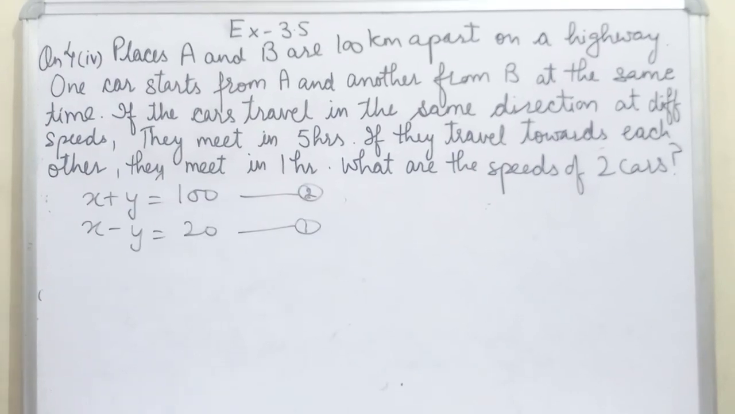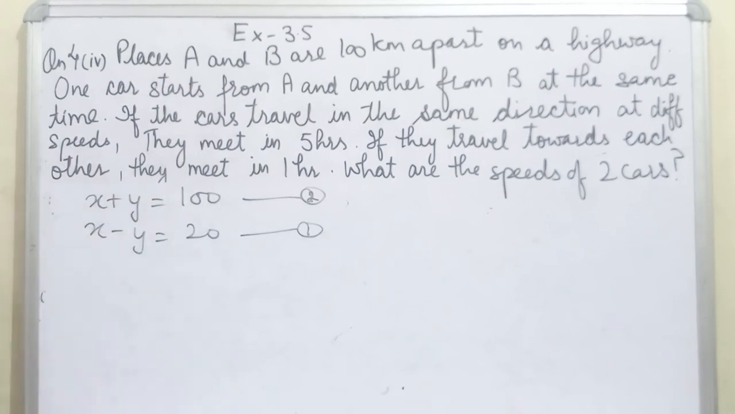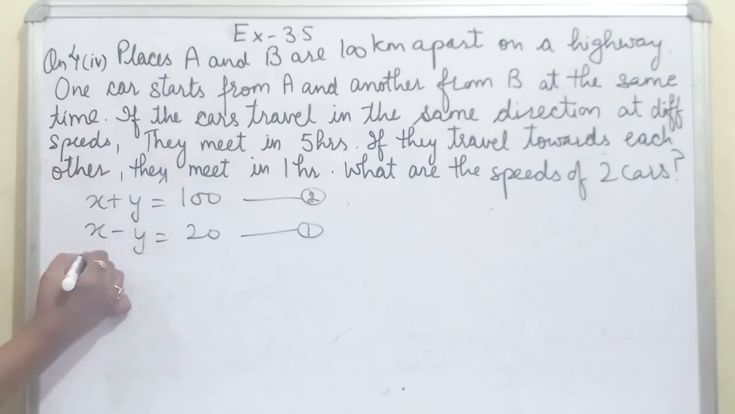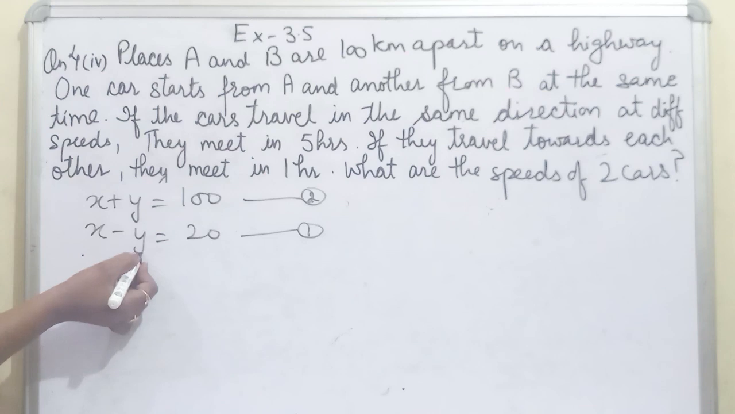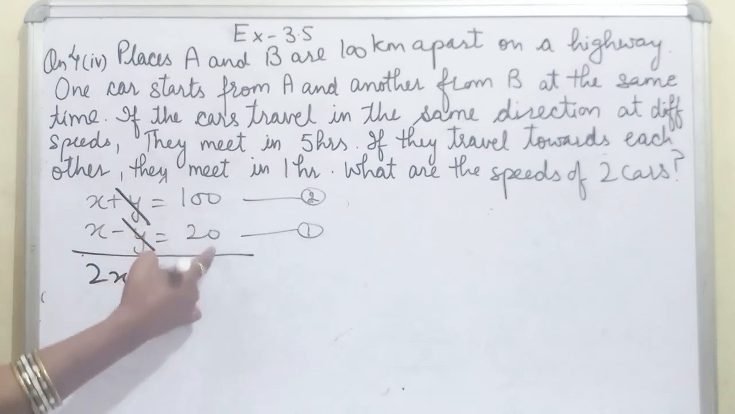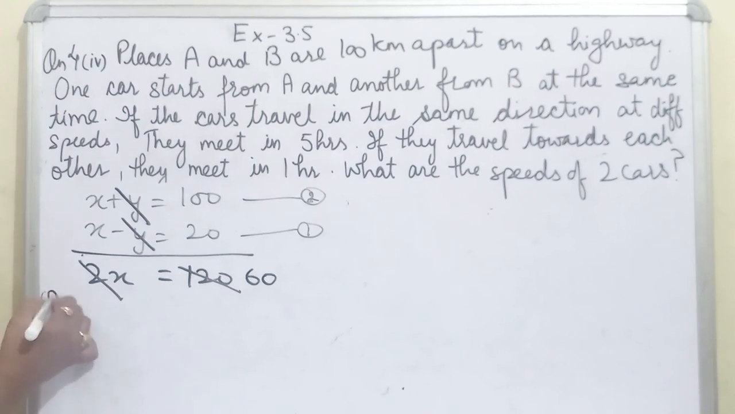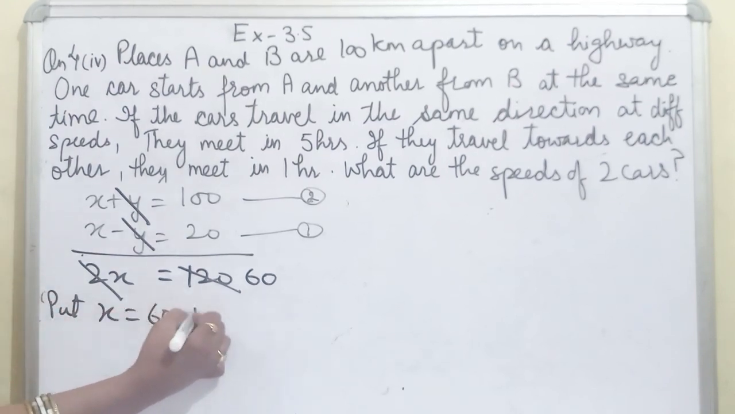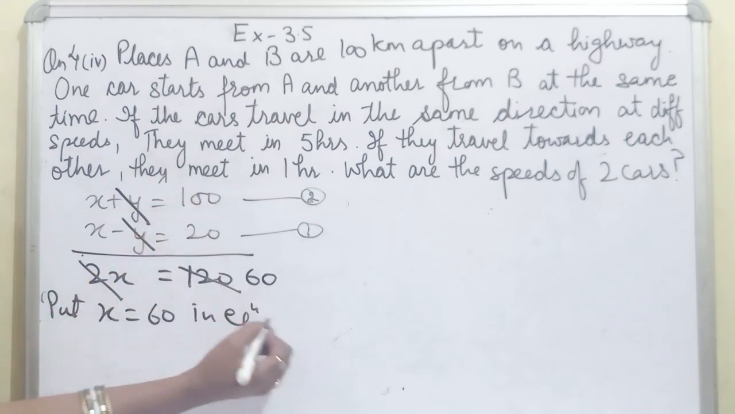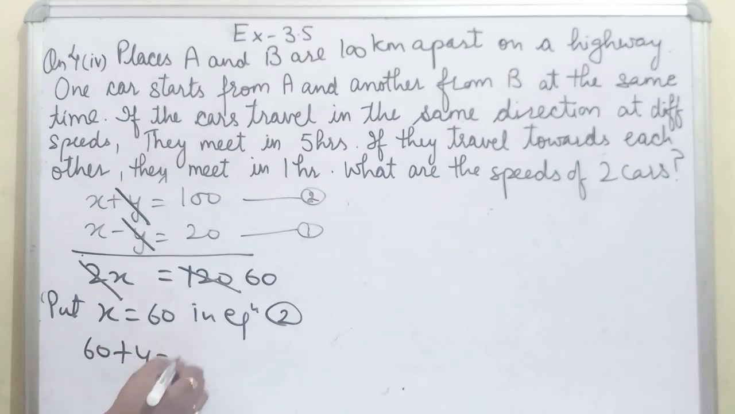Okay. So now I have these two equations, x plus y equal to 100 and x minus y equal to 20, and now it's up to you how you want to solve them. I can add these two equations, isn't it? So y will cancel out. x plus x is 2x equal to 120, and x will be 60. Now put x equal to 60 in equation 1 or 2, let's say 2, then 60 plus y should be equal to 100, and y is equal to 40.